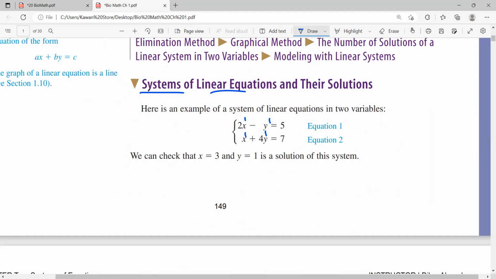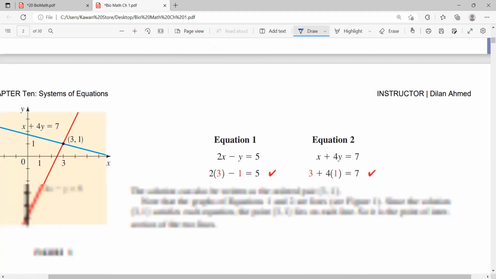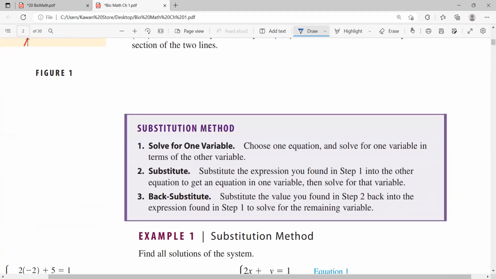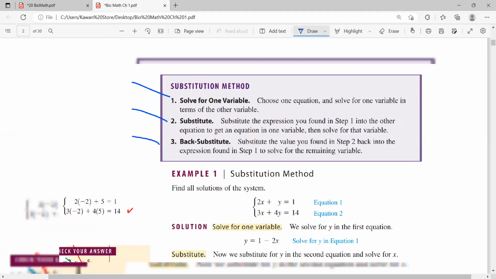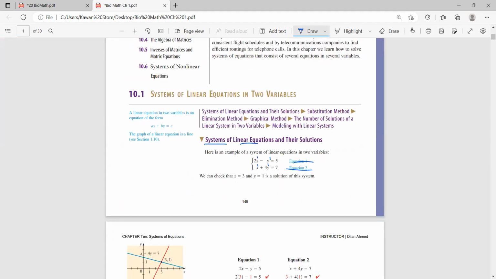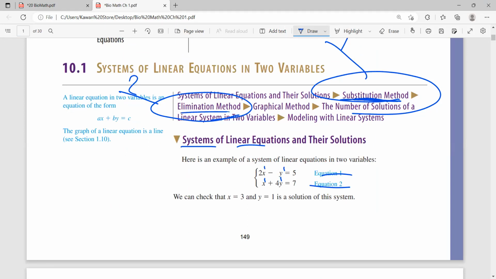Understood here? Clear? Good. No question? Good. So how do we solve them? You can see equation number 1 and equation number 2. Whatever you like, you can solve for one variable and substitute, back substitution, which means substituting in the places. The first method that we are going to use is the substitution method. The second method is elimination, also called the simultaneous method.